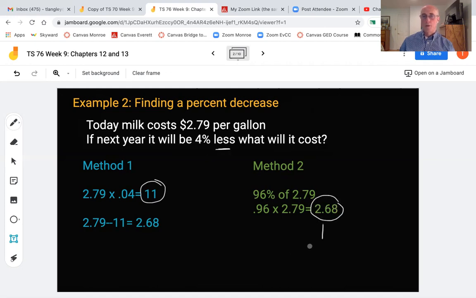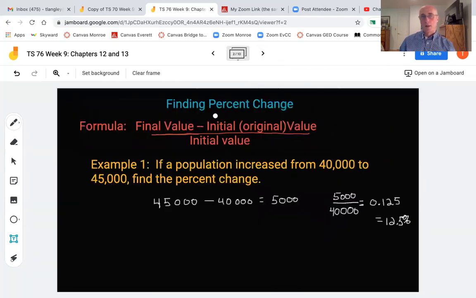And by the way, you'll notice it's the same answer. So pick the method that works best for you. You've got a calculator. It's going to go pretty quickly anyway, but I just wanted to reintroduce this.